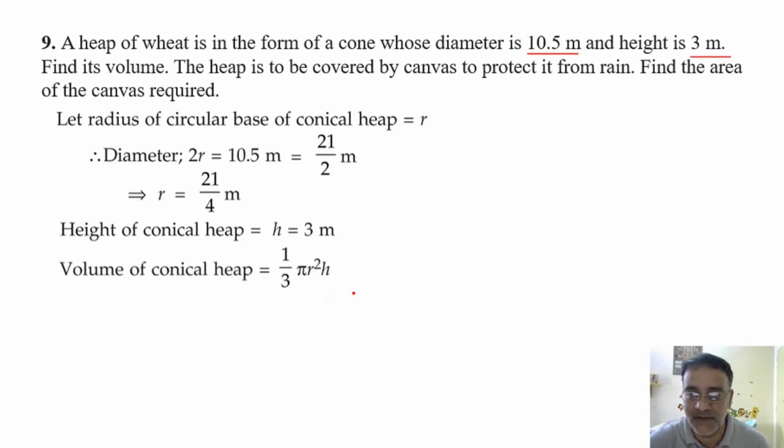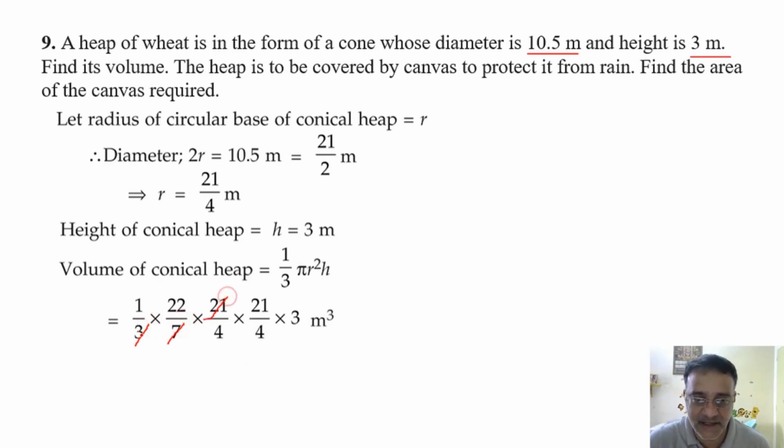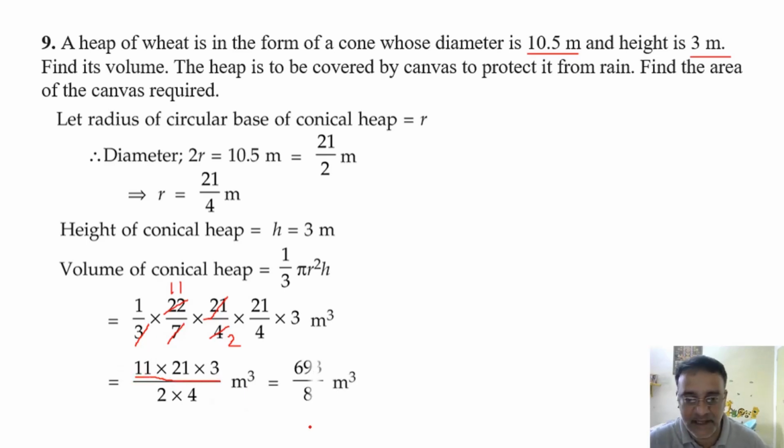Now we'll substitute all the values. Pi is 22 by 7, r is 21 by 4 and h is 3. यहाँ पे एक 21 हम लोग cancel कर सकते हैं. 3 into 7, 21 होता है. And this also we can cancel by 2. Right. So 11 into 21 into 3 upon 2 into 4 will be left. If you multiply this, 63 into 11 is 693 upon 8. If you divide, you will get 86.625 meter cube. So this is the volume of the conical wheat.